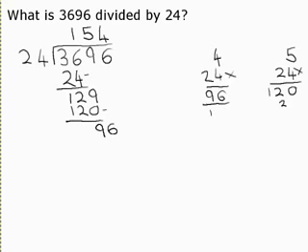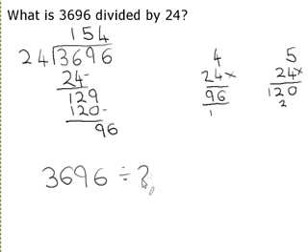So what we found out is 3,696 divided by 24 equals 154.